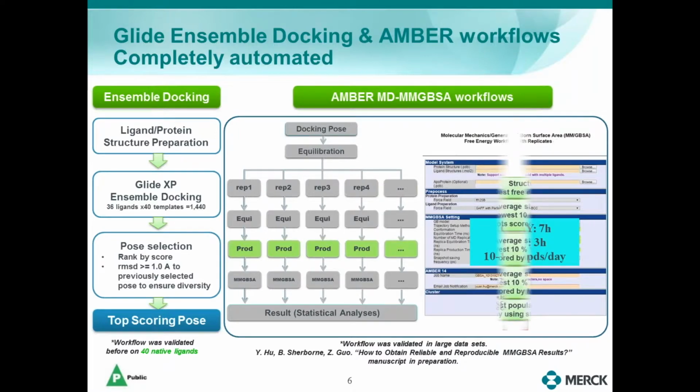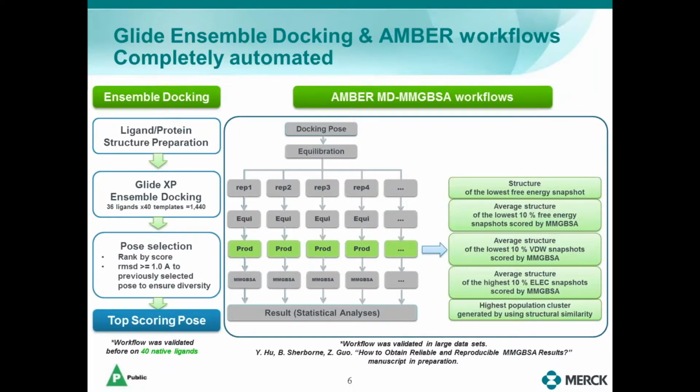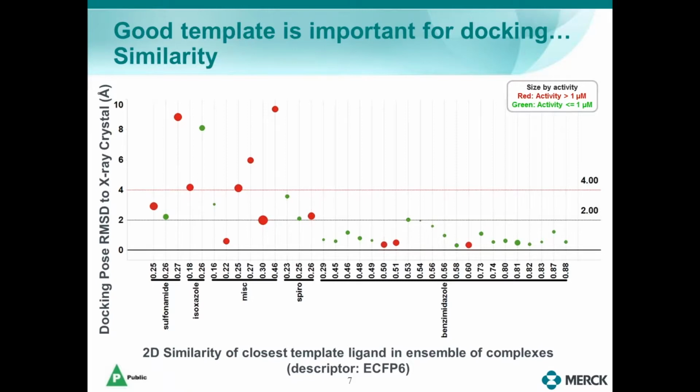For the production trajectory, we further took those trajectories to generate poses based on the average structure, or the lowest free energy snapshot, or the components. And finally, we also took the highest population cluster generated using structure similarity.